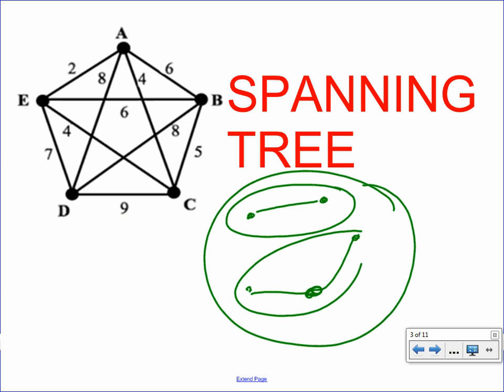It is a tree. A spanning tree is a tree, where all of them are connected by a path. The important thing, the spanning bit, means it spans all the vertices. All the towns are included.